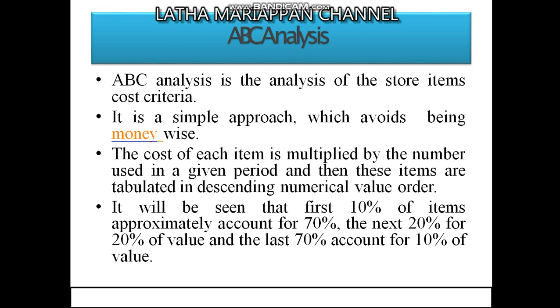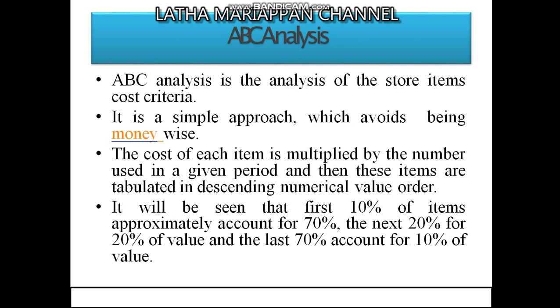Now, let us discuss what is ABC analysis. ABC analysis is the analysis of the store items on a cost criteria. Here we are going to analyze the cost criteria of the store items. It is a simple approach which is money wise. The cost of each item is multiplied by the number used in a given period, and then these items are tabulated in descending numerical value order. I will explain this in a later slide.